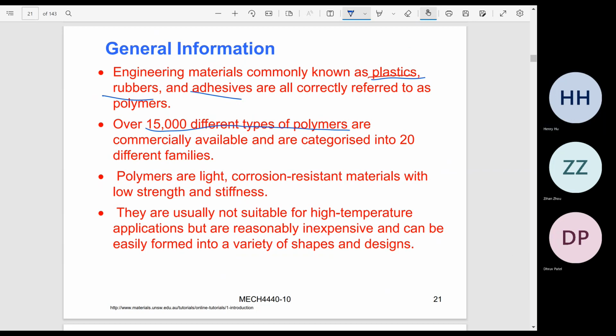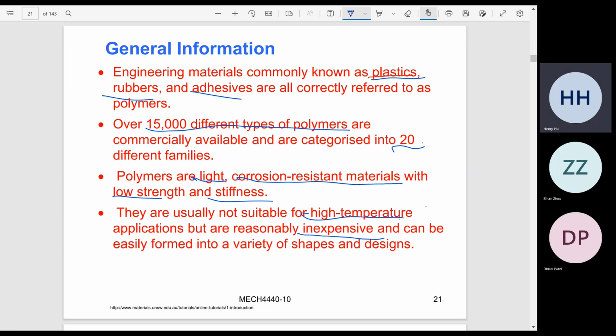We can have over 15,000 different types of polymer, so it's very difficult for you to remember all the names of all those polymers. They can be classified into 20 different families, depending on how you classify them. They are light, generally corrosion resistant materials with low strength and toughness, not suitable for high temperature applications. Cheap, inexpensive, and can be easily formed into a variety of shapes and designs.